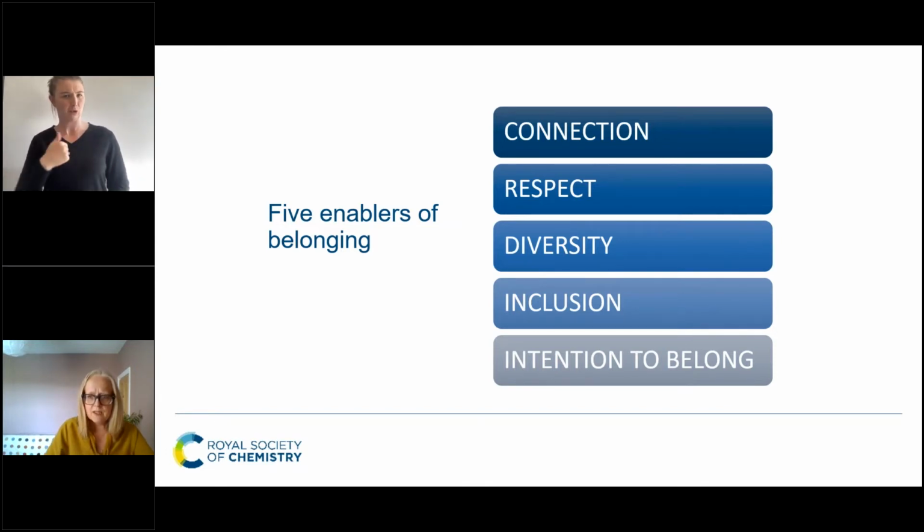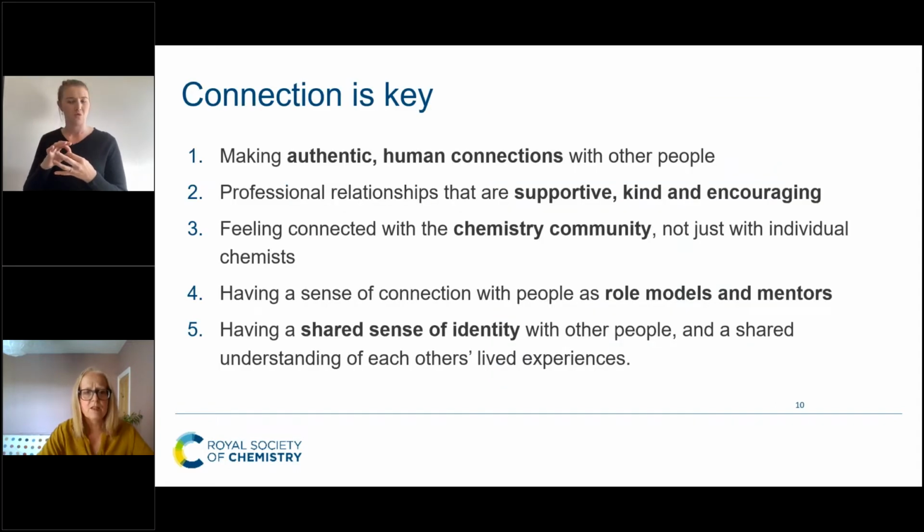I just want to spend the last minute or two going back to this question about connection, because for me, this is the one that really matters and the one that I think was a real insight from the study itself. So what do we mean by connection? On the next slide, some definitions of connection from chemists themselves.